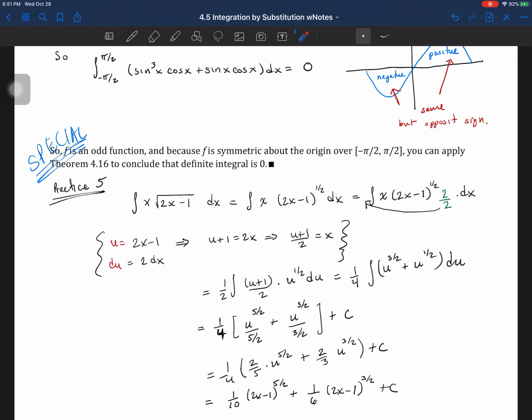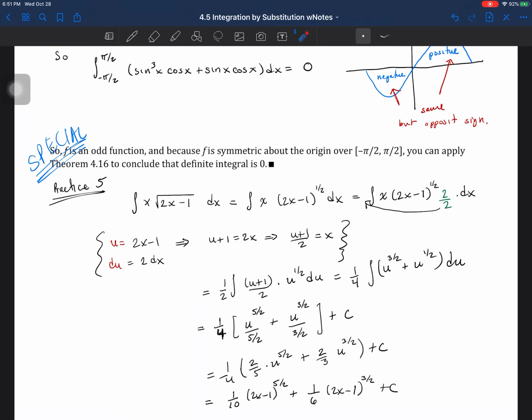You add 1, so you have u plus 1 equals 2x, and then by dividing both sides by 2, u plus 1 over 2 is equal to x. Once we've found the x, we're going to replace it here. So we have u plus 1 over 2, that's your x. The 1/2 is still outside the integral, and we replace this with u. We still have the power of 1/2, and then 2 dx is du. So there you go.